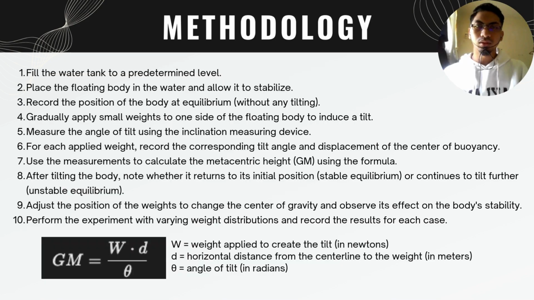This is the methodology for the experiment. First, we fill the water tank to a predetermined level. Second, place the floating body in the water and allow it to stabilize. Record the position of the body at equilibrium without any tilting. Then gradually apply a small weight to one side of the floating body to induce a tilt.